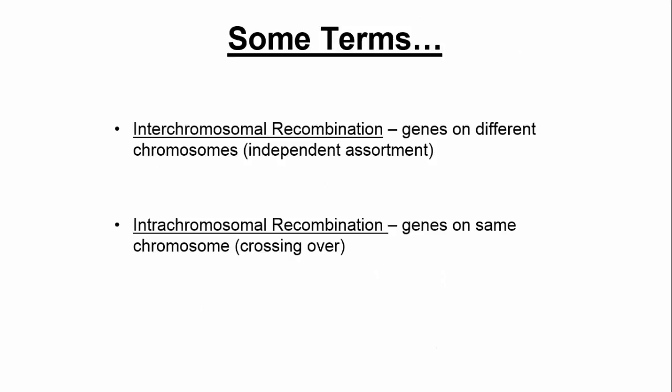Some other terms that you want to know. You want to know what interchromosomal recombination means, and this is basically a synonym with the phrase independent assortment. You also want to know what intrachromosomal recombination is. Again, this is just a fancy way of saying crossing over. I point these other terms out just because people will use them sometimes in conversation, but they mean the exact same thing as the term that's right after them in parentheses.